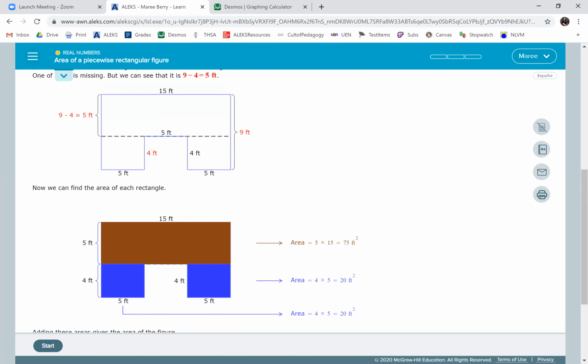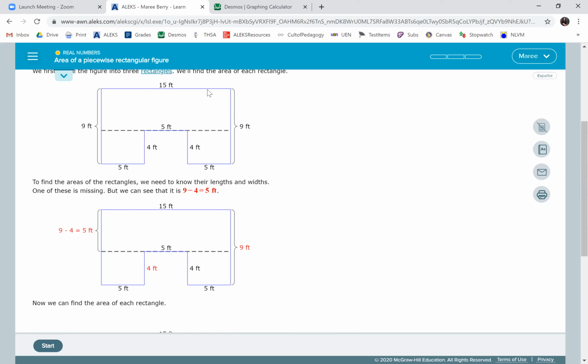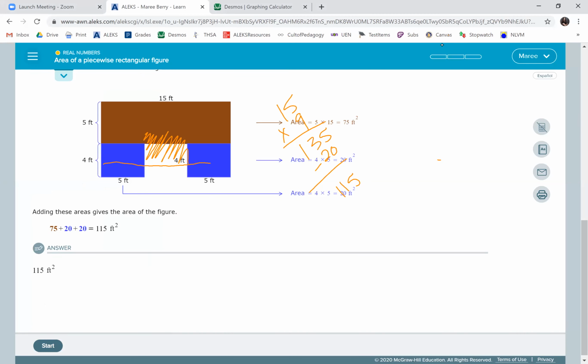Then they add all of those rectangles together. I like to do it a little bit differently, where we take the area of the entire rectangle. Let me show you using my pen here. I would do this whole rectangle as if it were across here, and I do 15 times 9 to get 135. And then I would just subtract out this piece. That's a 4 by 5. Take away 20, and I'm left with 115. And if you notice, that's the answer at the bottom, 115.